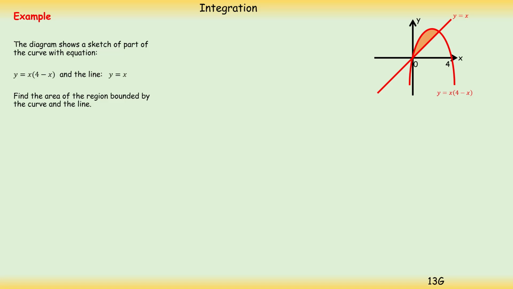We need the limits. Now we can see that they intersect at the origin, but they also intersect at this point here. So how do we find the coordinates at that point? Well, I've got two equations and two unknowns, y and x. Where they intersect, they're going to be equal to each other, so I can equate. Let's call this one 1 and this one 2. Equations 1 and 2: x times 4 minus x is equal to x.